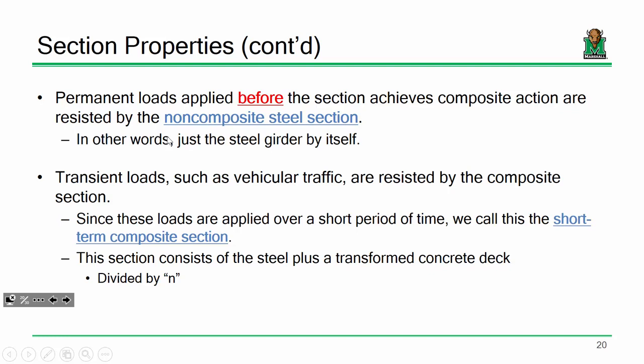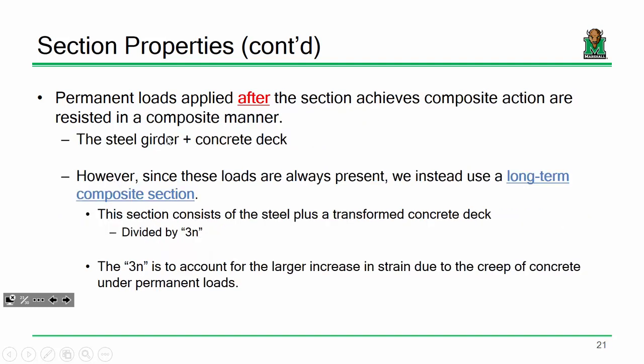Okay? Now for terminology, I'm going to call this the short-term composite section, because those loads are only on the bridge for a very short period of time. Truck drives on and it's off. And then it's gone. Okay? Now, to determine the short-term section, I take that effective flange width and I divide it by N, that modular ratio. Sound good? Okay.